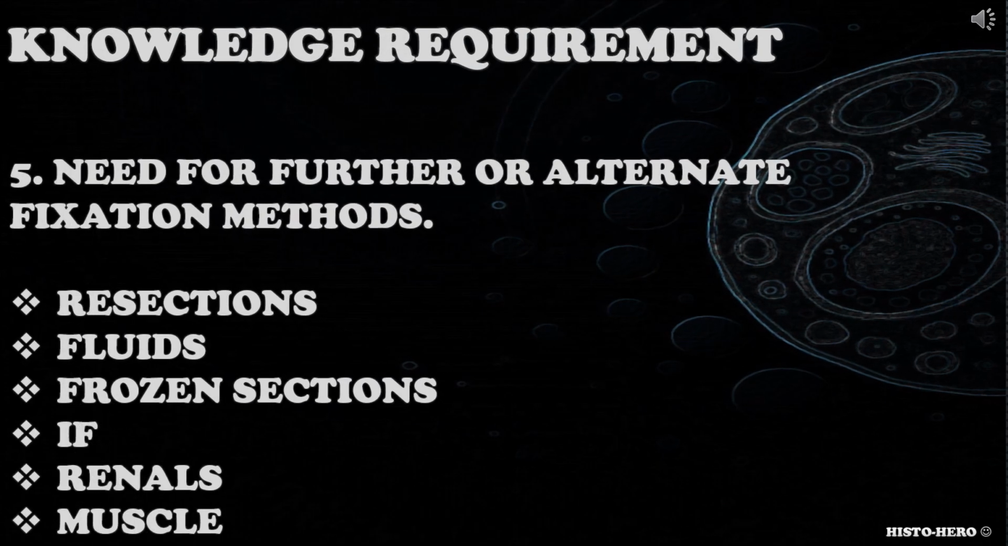The fifth knowledge requirement is need for further or alternate fixation methods. Candidates should know about the need for further or alternate fixation. You could ask the candidate to explain what specimens could need further fixation, if there are any alternative fixation methods used in your lab, and if so, what are they and why are they used?